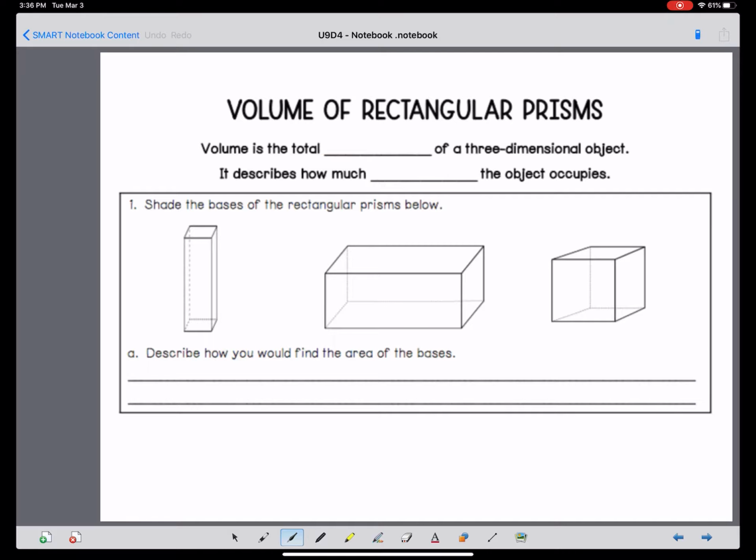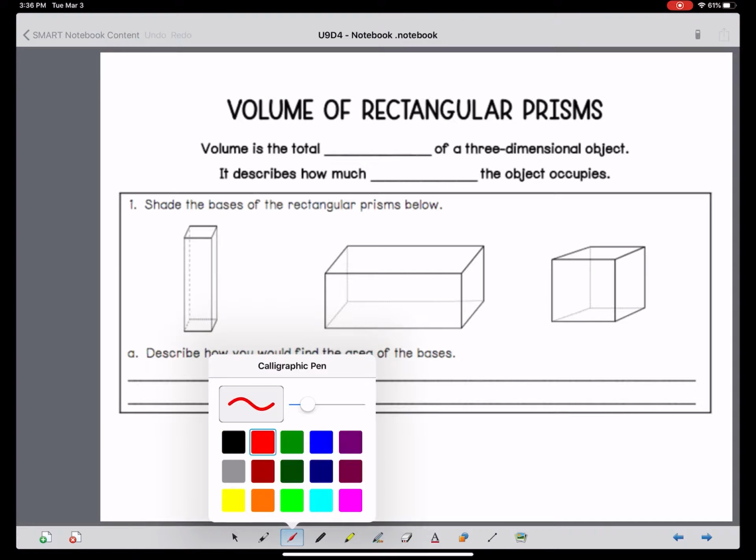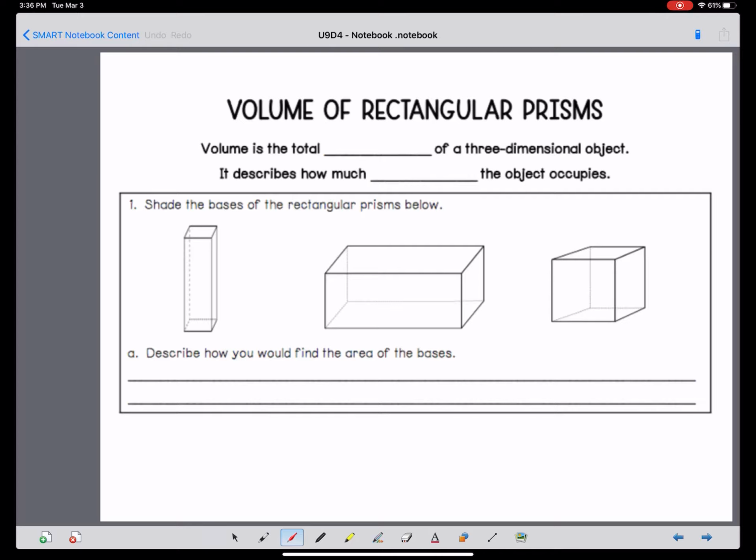Here are some pictures of prisms. Let's go ahead and fill in the blanks. So the first blank is: volume is the total capacity of a three-dimensional object. It describes how much space the object occupies.